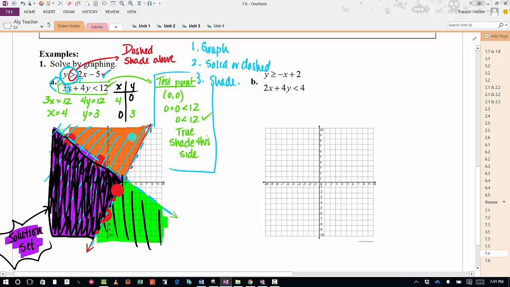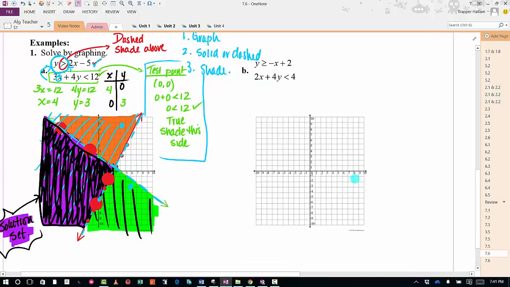If we picked one up here, we would find it's true for the red line, but not for the green line. And if we picked one down over here, we'd find that it's true for the green equation, but not the red equation. That's kind of how that goes. So let's do one together now that I've taken up some time.